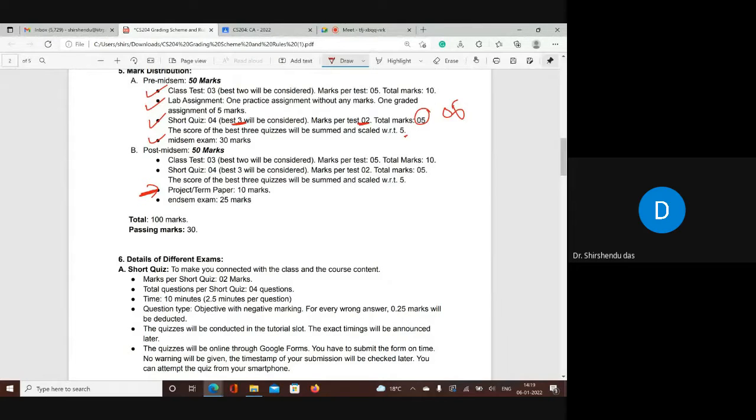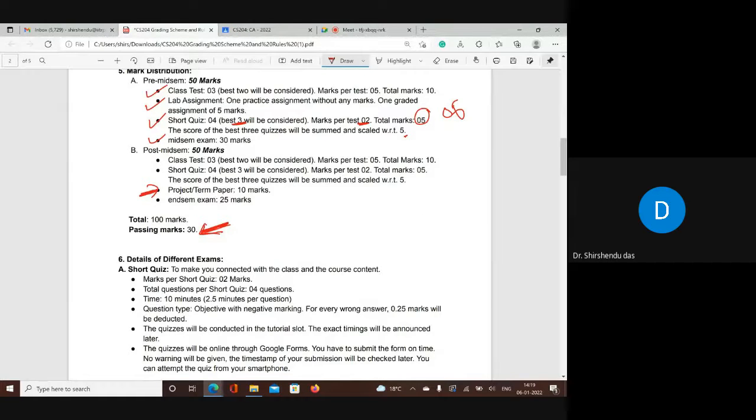I'll discuss more about the project and term papers also. In fact, I'll discuss all the points like class test, short quiz, project, and so on, one by one in more detail. So in total there will be 100 marks in this course, and you have to score 30 to pass. So this point you have to remember, that pass mark is 30.